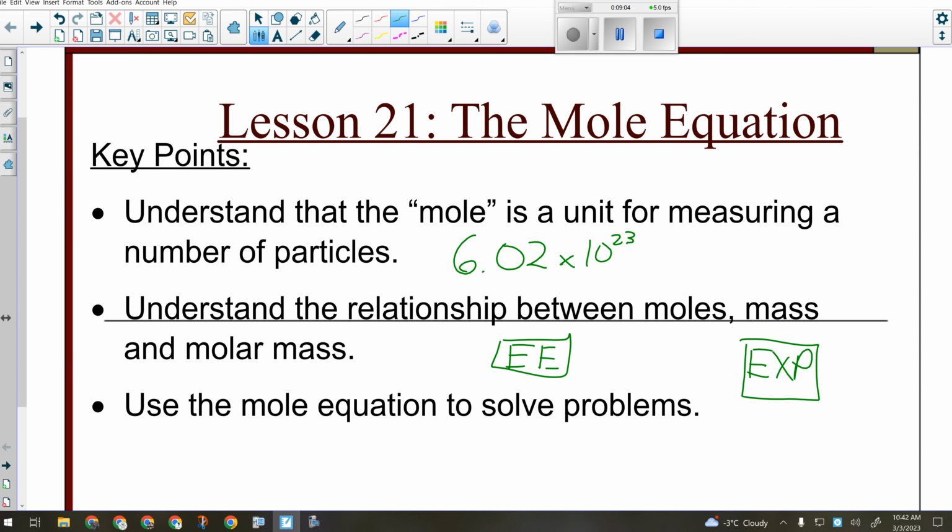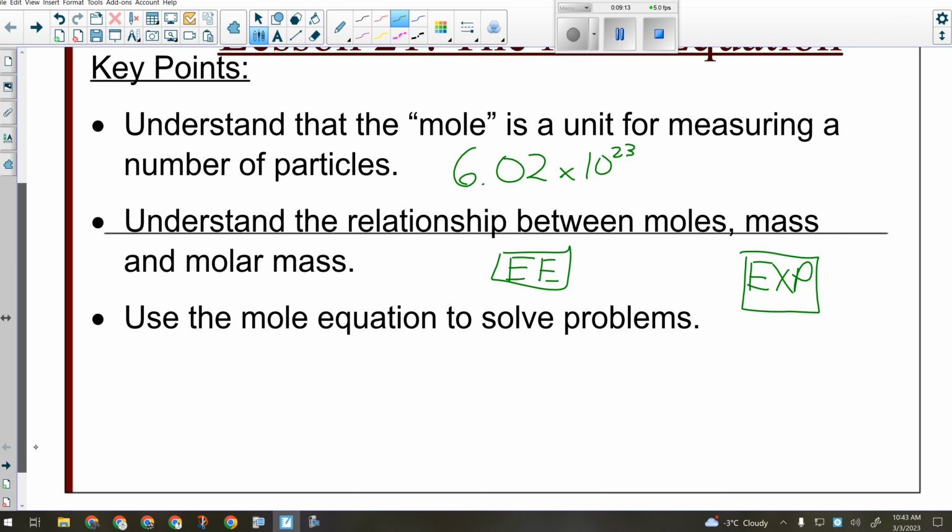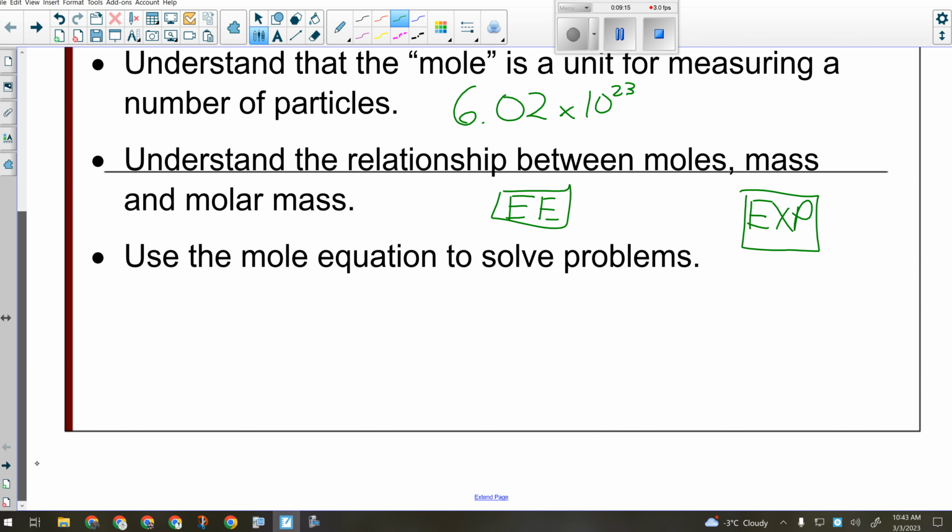So that's what a mole is. We'll talk a little bit more about that. And then we're going to talk about the relationship between moles, mass, and molar mass, and use the mole equation to solve problems. So there's going to be a bit of math here now.